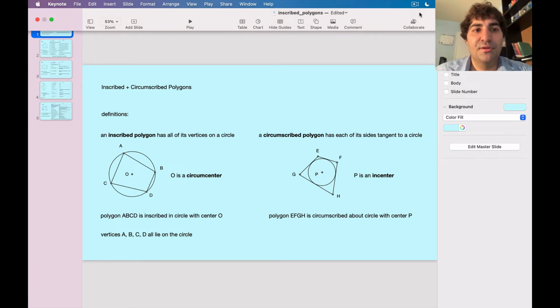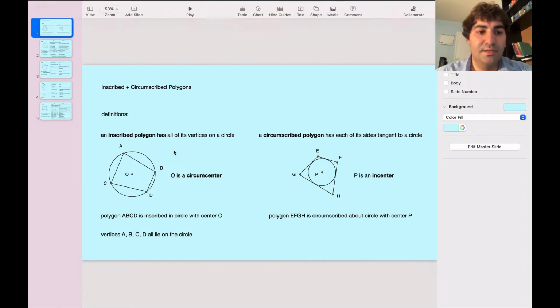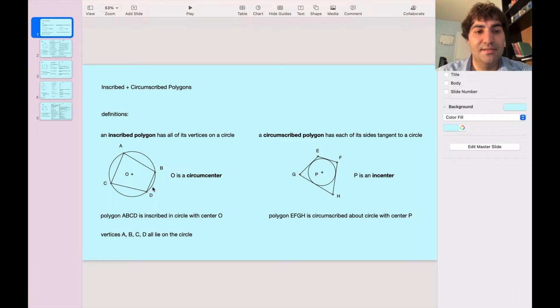I'd like to do a tutorial on inscribed and circumscribed polygons. Let's start off with some definitions. An inscribed polygon has all of its vertices on a circle. So if we look at this polygon ABCD, each vertex, point A, point B, point C, point D, is on the circle. So we say polygon ABCD is inscribed in a circle of center O, and O is called the circumcenter.